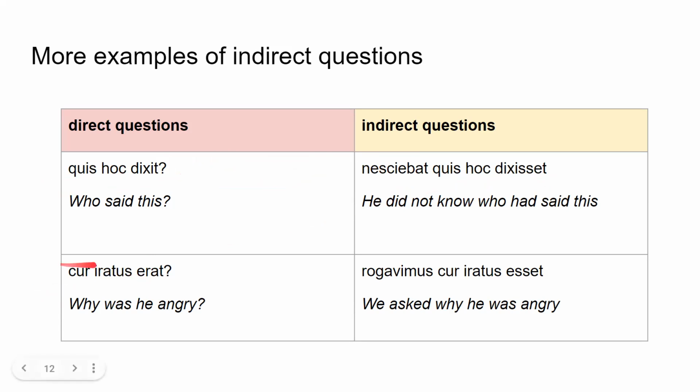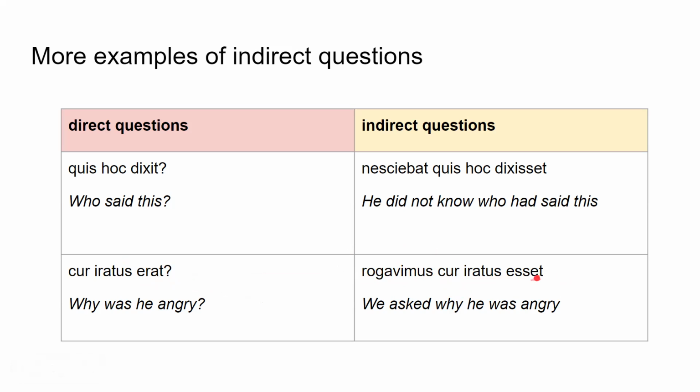All right, same thing here. Notice that cur iratus erat: why was he angry? Cur is an interrogative adverb, and then erat plus a nominative, a predicate nominative. Why was he angry? But notice erat is in the indicative. It's imperfect indicative from sum. And rogavimus, we asked, perfect tense indicative. We know that that's going to introduce an indirect question. Cur, same interrogative adverb right there.